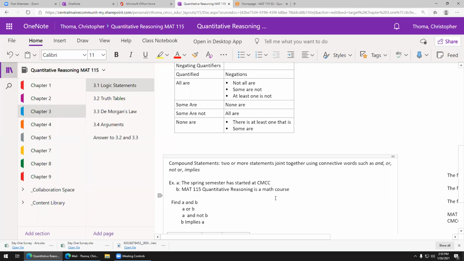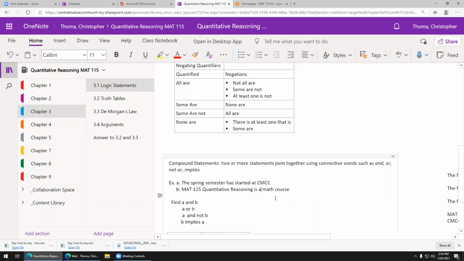So these are both statements. Now what we want to do is find... you notice I label my statements with lowercase letters. So statement A is the spring semester has started at CMCC. Statement B is Math 115 Quantitative Reasoning is a math class.